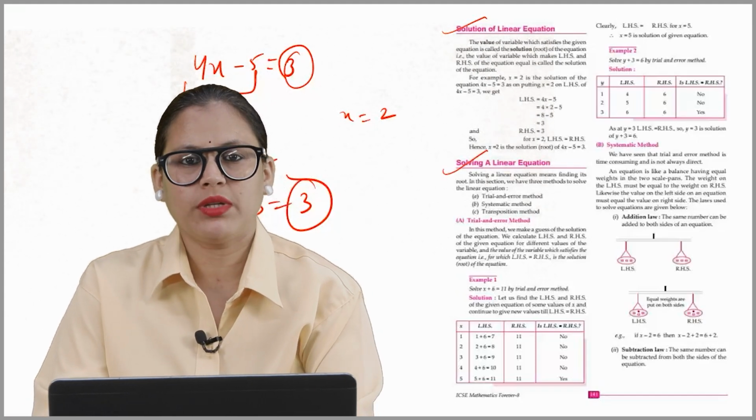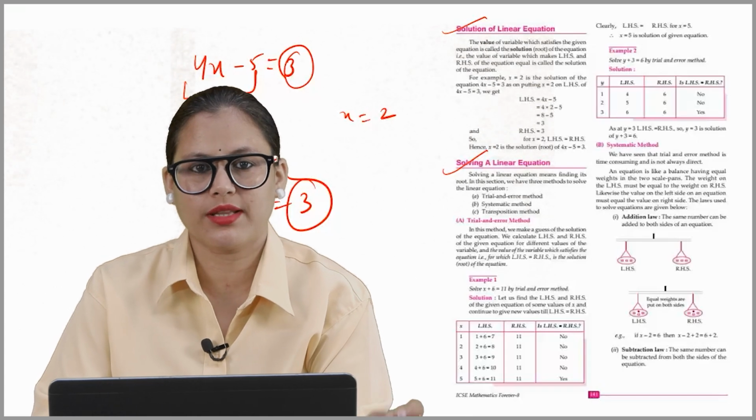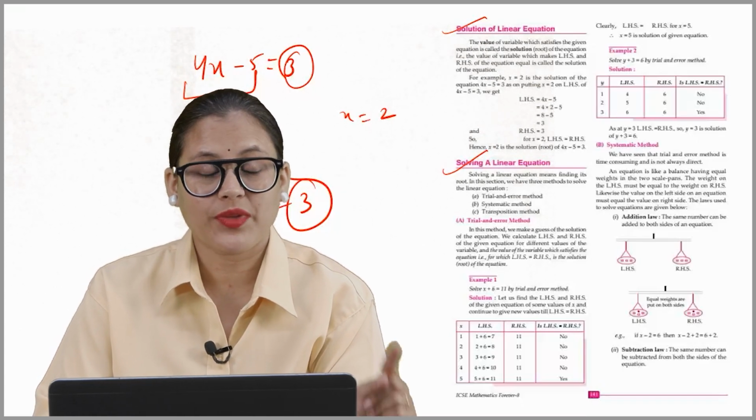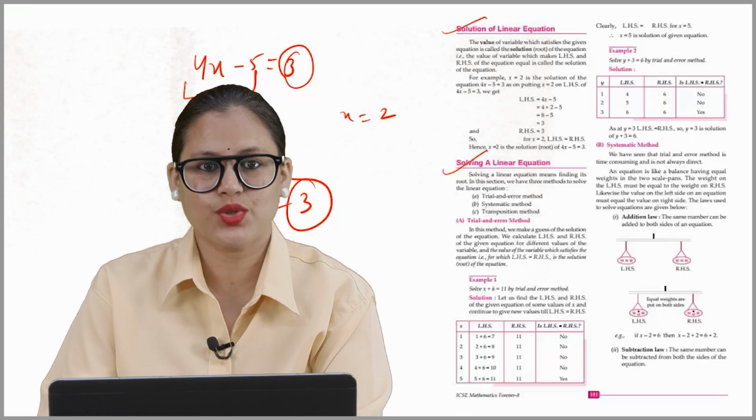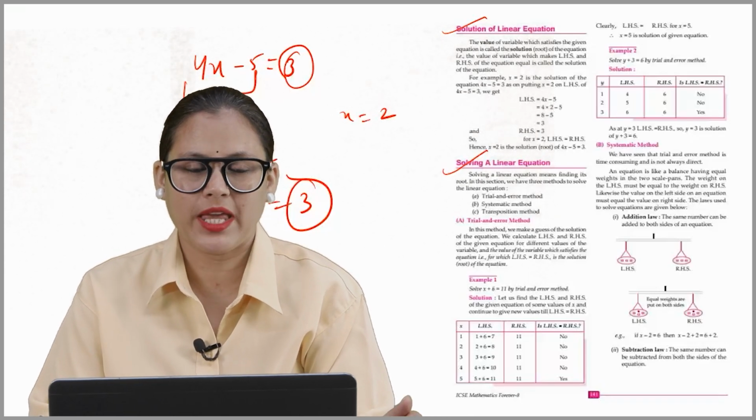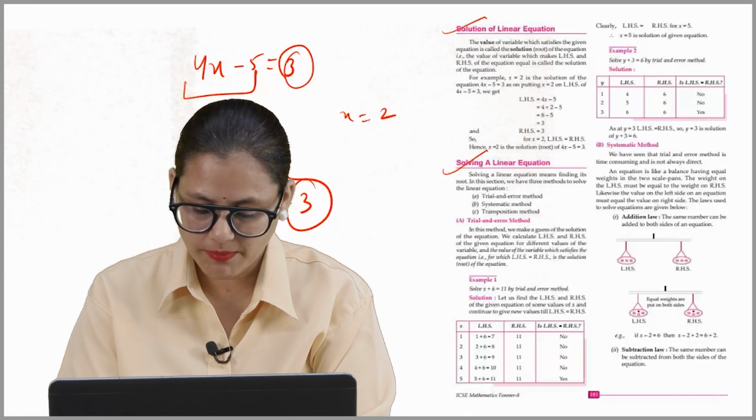Solving a linear equation means finding its root. In this section, we have 3 methods to solve the linear equation. Number 1, trial and error method. B, systematic method, and C, transposition method. A, trial and error method.